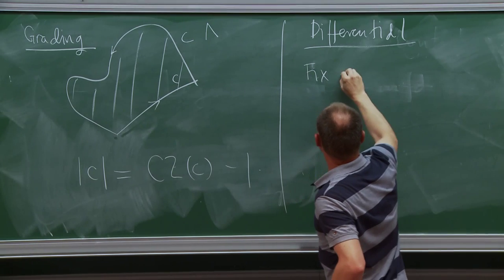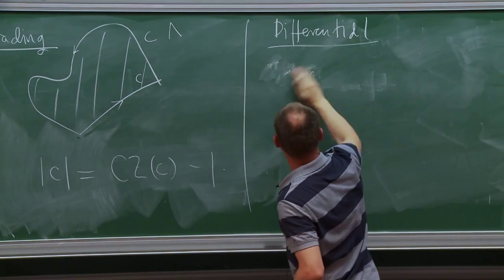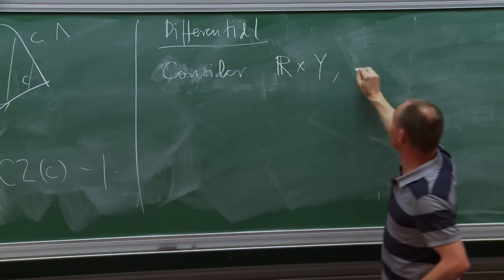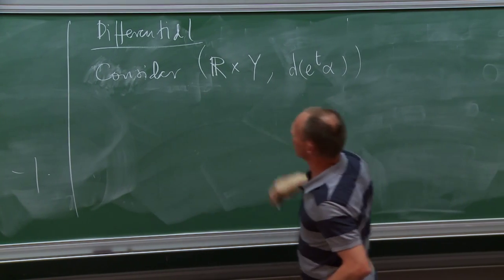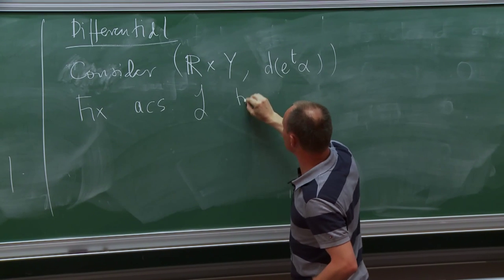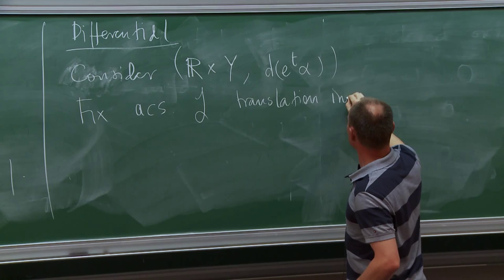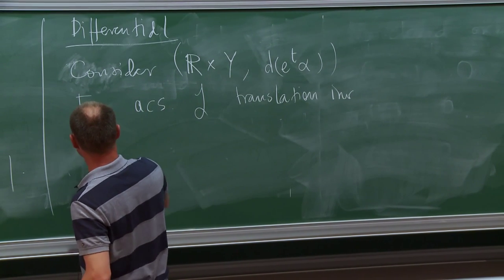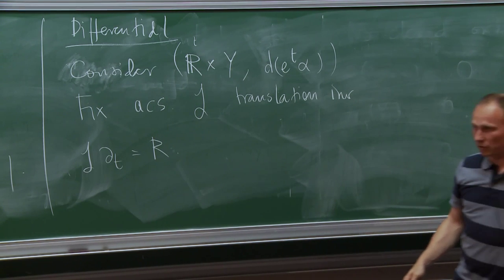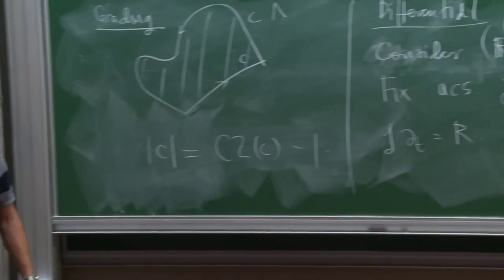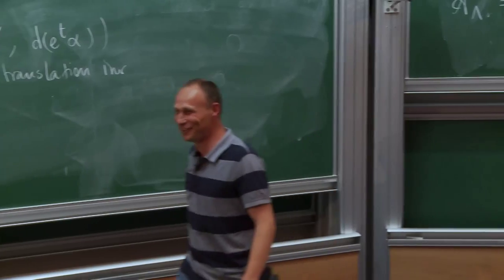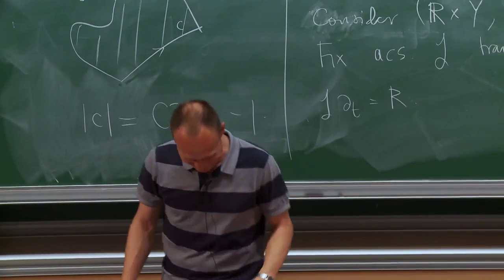So first we consider, as was done before, the symplectization R times Y. And here we take the symplectic form d(e^t alpha), and we fix an almost complex structure J which is translation invariant and takes the contact plane field to itself, and J of the t direction is equal to the Reeb direction. You probably talked about this, right? This was multiply covered. That's good.